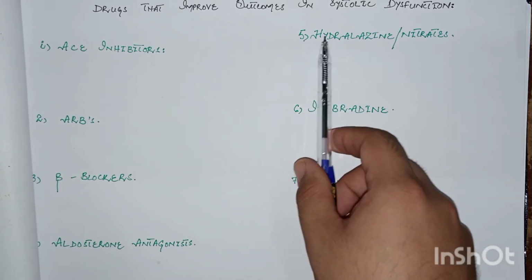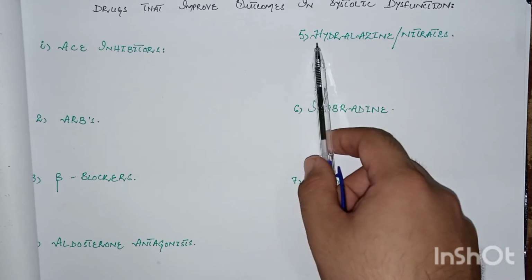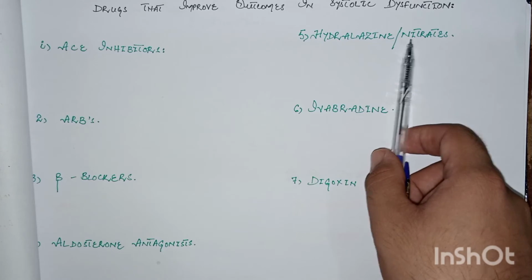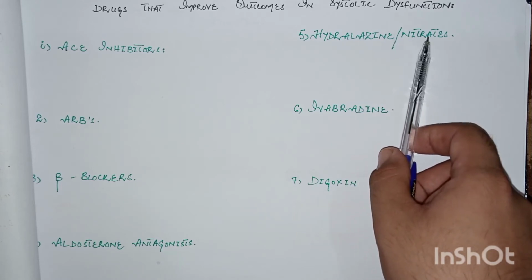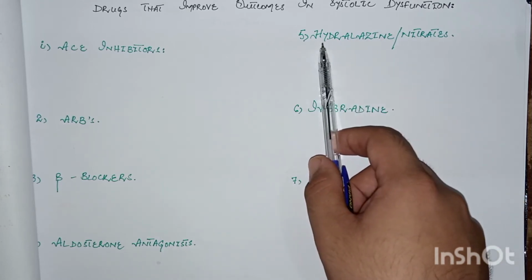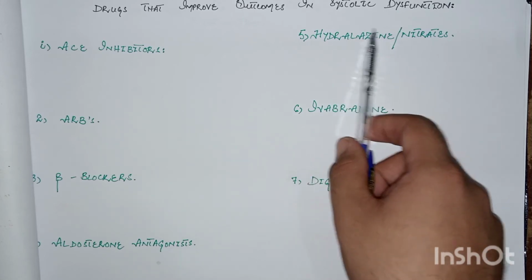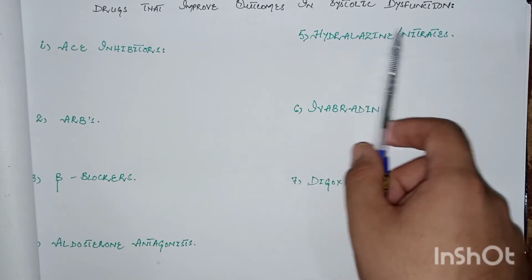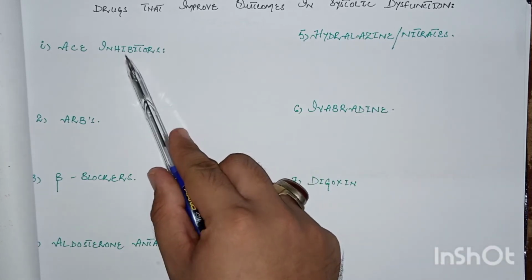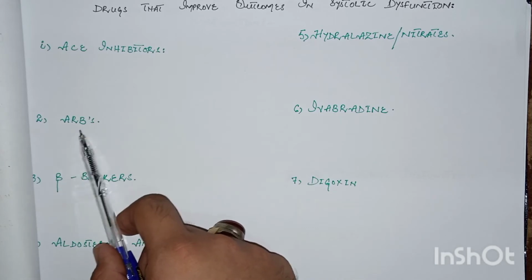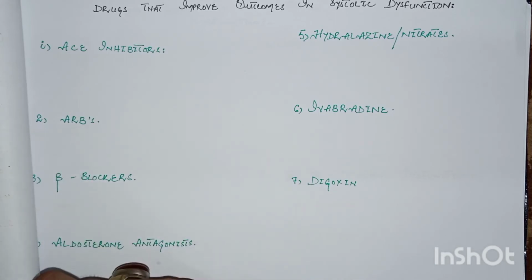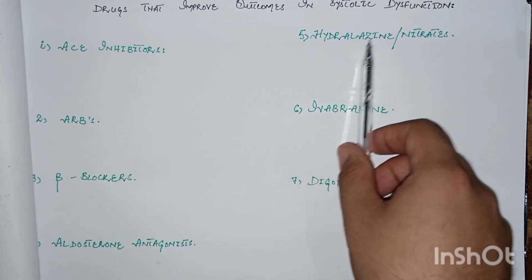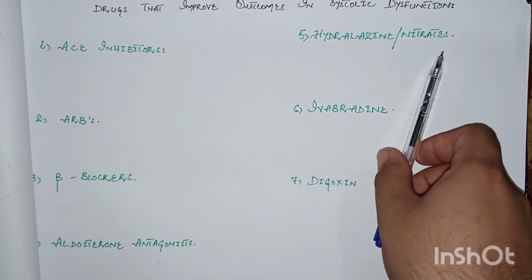The other drugs include the hydralazine and nitrate combination. Hydralazine is an arterial dilator and nitrate is a venodilator. So by the venodilation, it leads to decreased preload, and by decreasing the resistance in the arteries, it decreases the afterload. So these two drugs are very important, and these drugs are used in those patients who cannot tolerate either the ACE inhibitors or the ARBs, that is angiotensin receptor blockers. The hydralazine and nitrate combination also reduces the mortality in these patients.